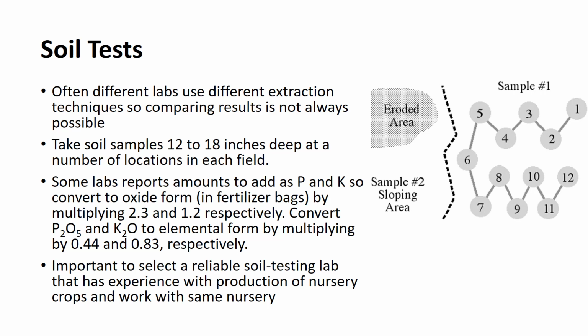Some soil testing laboratories report phosphorus and potassium on the elemental basis. To convert P and K to the oxide form that is found in fertilizer bags, multiply by 2.3 and 1.2 respectively. To convert P2O5 and K2O to the elemental form, multiply by 0.44 and 0.83 respectively. It is very important to select a reliable soil testing laboratory that has experience with the production of nursery crops and to continue to work with the same laboratory.